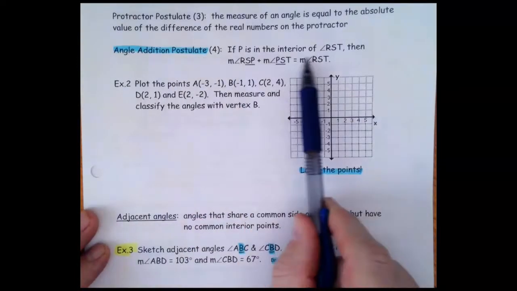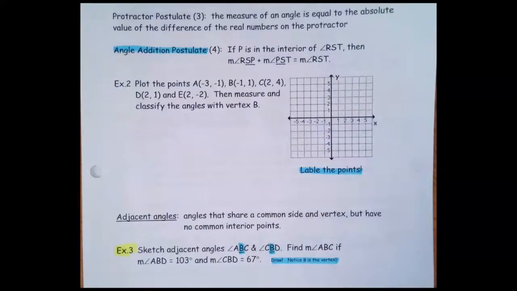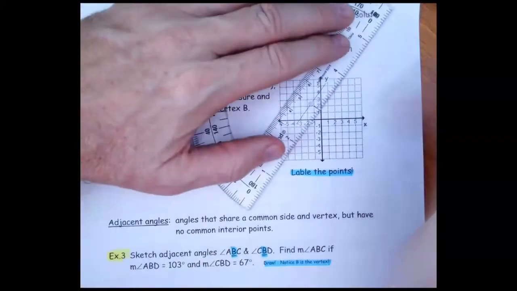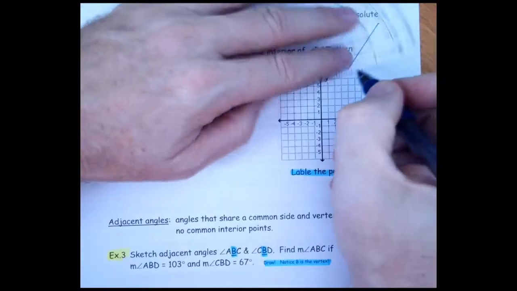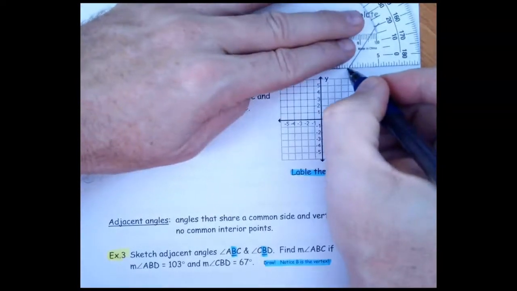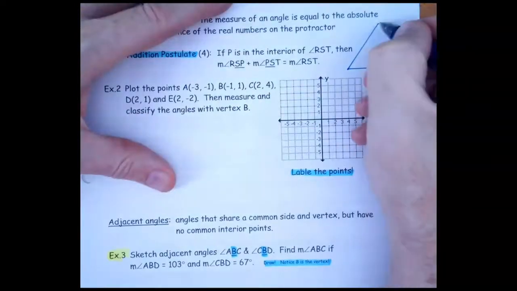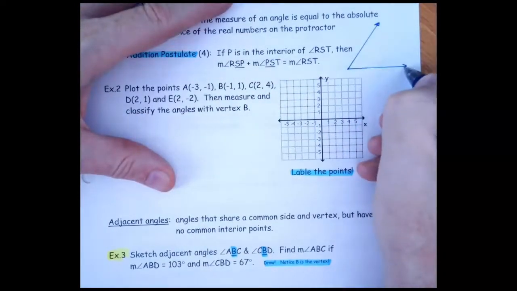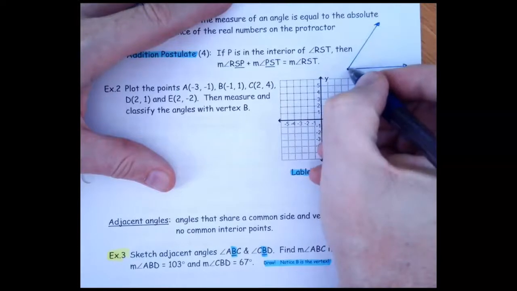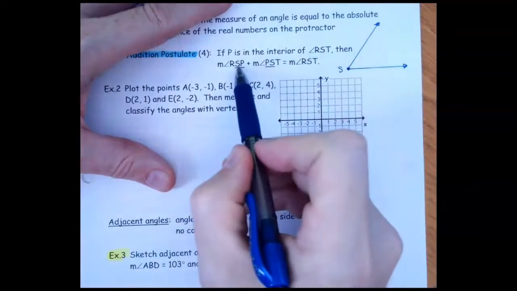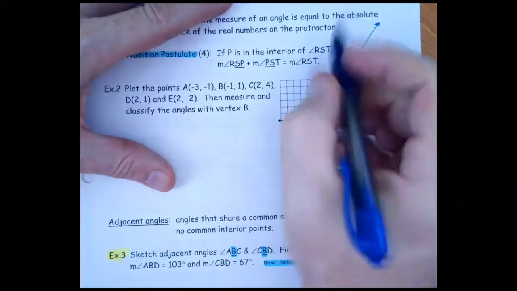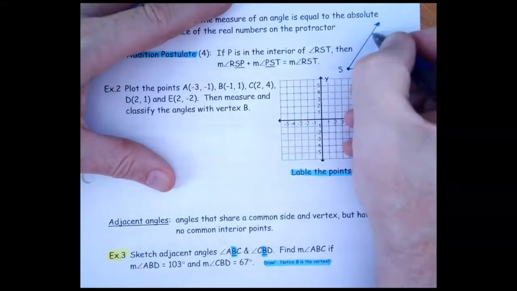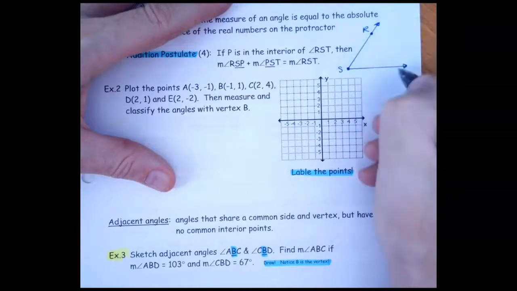If P is in the interior of angle RST. So if we think about that, we have angle RST, and S was in the middle, so we know that S is the vertex. So S, I'm going to put that on there first. Now, RST here. And so R and T can go on either side. It doesn't really matter. So R and T, or I could reverse those.